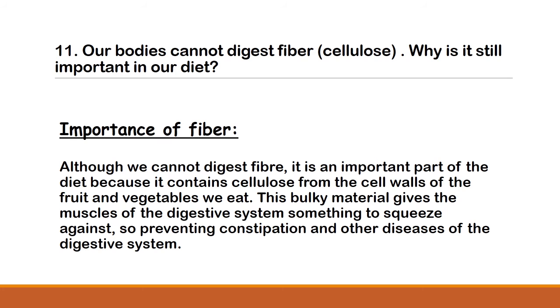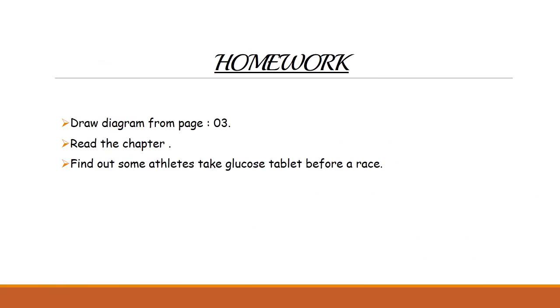11. Our bodies cannot digest fiber, cellulose. Why is it still important in our diet? Importance of fiber. Although we cannot digest fiber, it is an important part of the diet because it contains cellulose from the cell walls of the fruit and vegetables we eat. This bulky material gives the muscles of the digestive system something to squeeze against, so preventing constipation and other diseases of the digestive system.